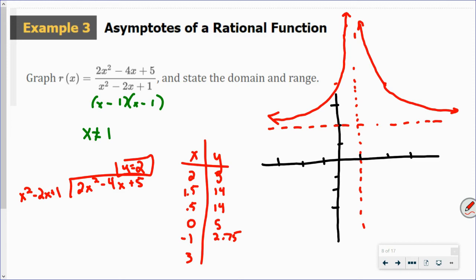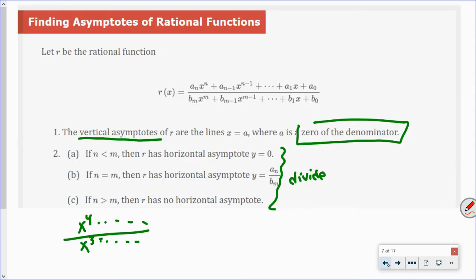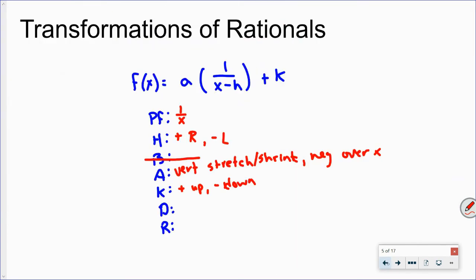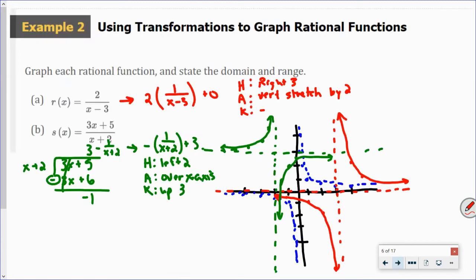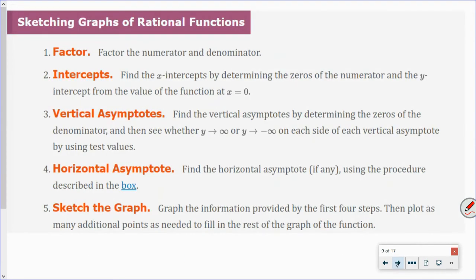Now, x-intercepts. I think maybe I skipped that slide. X-intercepts come from, oh, here we go. So a little bit more into sketching the graph.